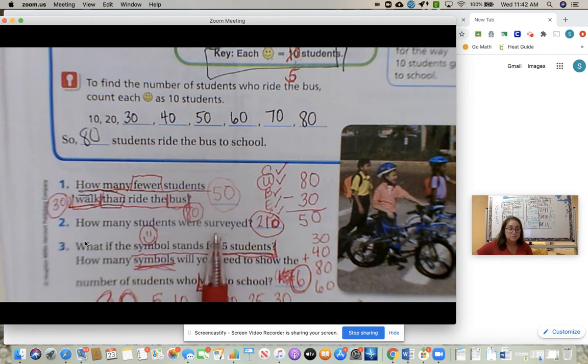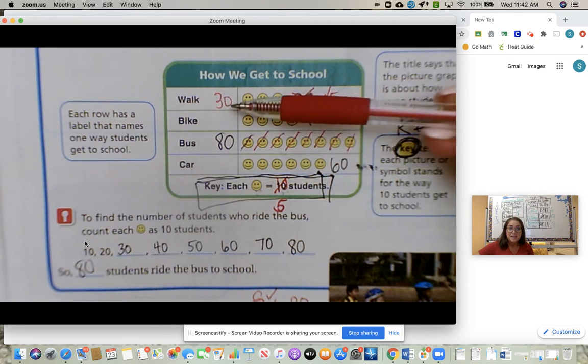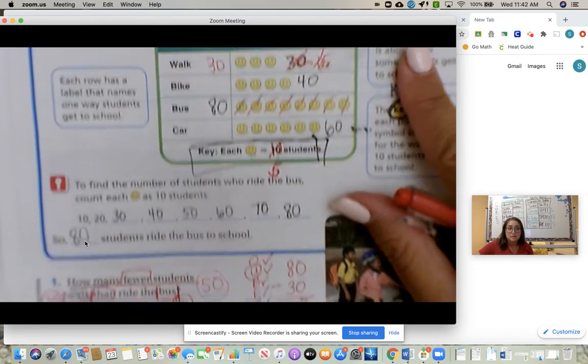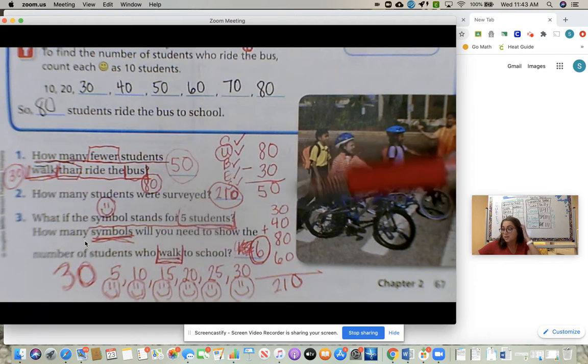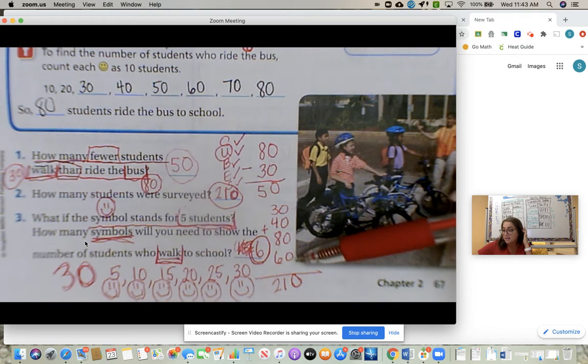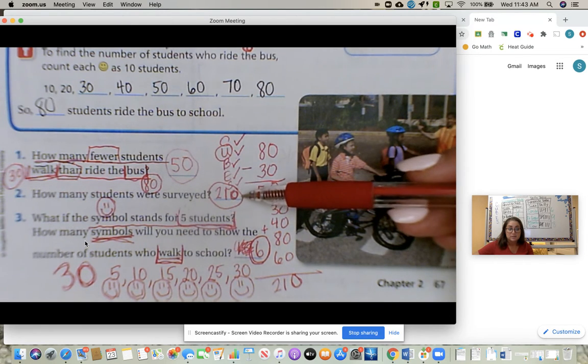Number 2, how many students were surveyed? This is so important. You will see this question a lot. What that means is how many students were asked, hey, how do you get to school? How we know that is we go back to our picture graph and we count the numbers we have. So that's why right here, I have 30 students who walk, 40 students who ride their bike, 80 students who take the bus, and 60 students who drive to school in a car. We add them together and we get 210. So that's all that is asking.